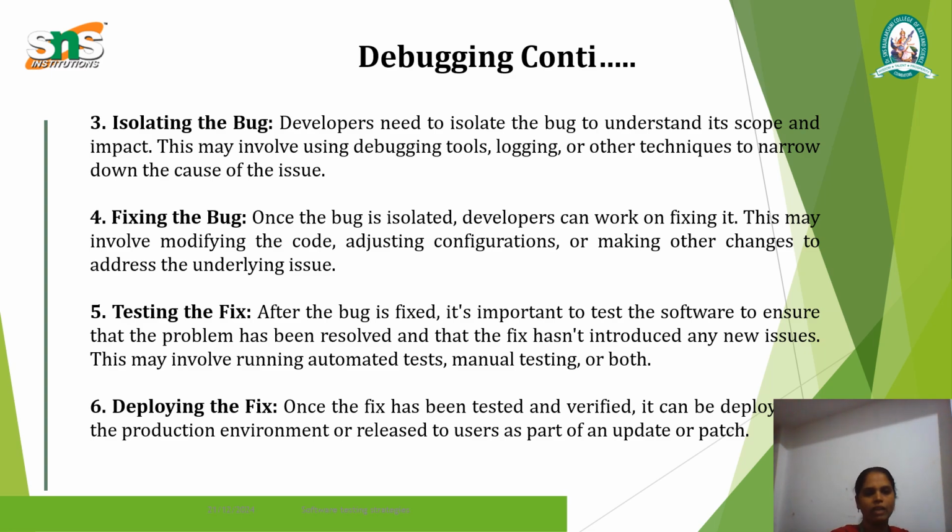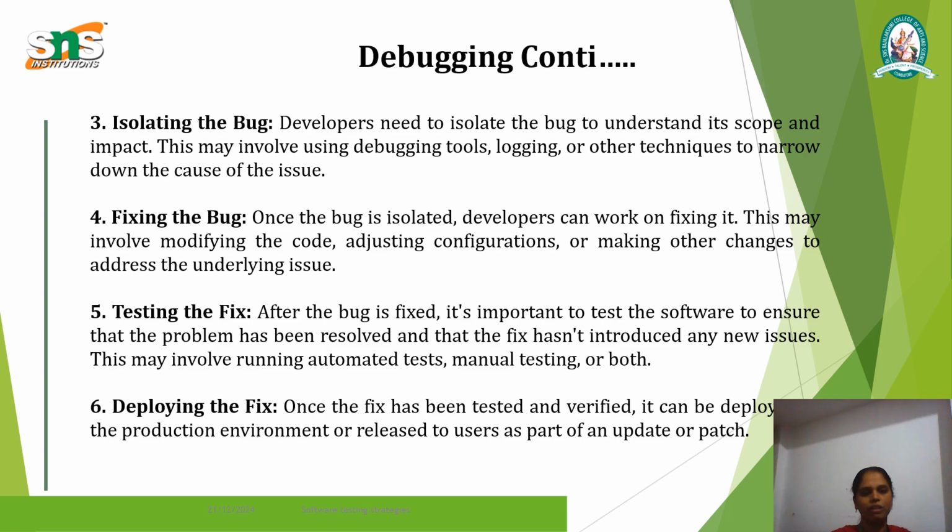The third one is isolating the bug. Developers need to isolate the bug to understand its scope and impact. Once we find the errors, we have to isolate the particular problem and then resolve it. This may involve using debugging tools, logging, or other techniques to narrow down the cause of the issue. If we isolate the particular problem, we can recover from it in minimum time, and we can narrow down the cause of the issue.